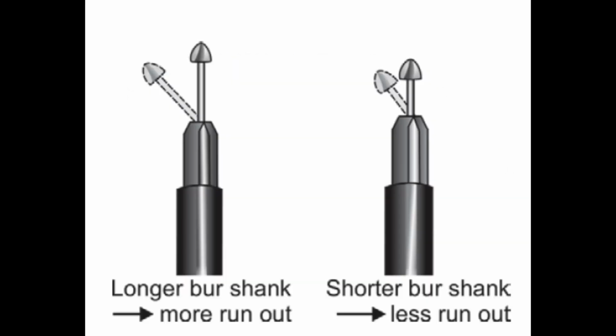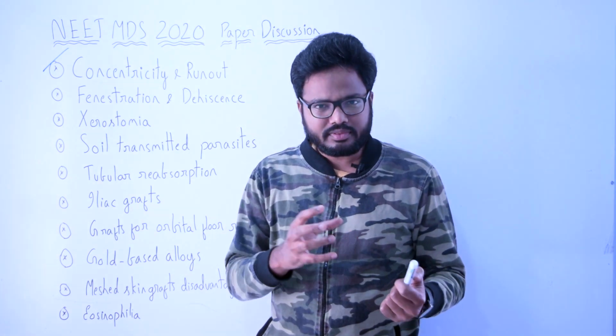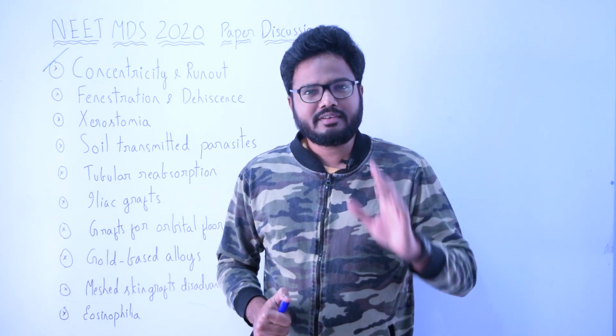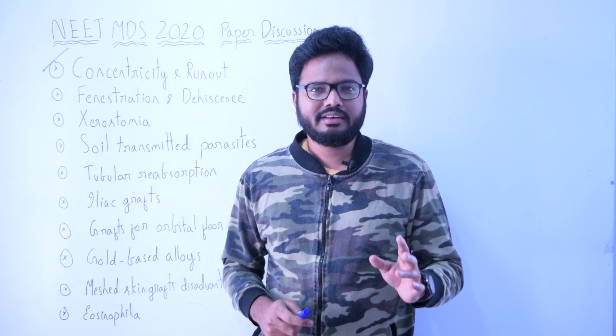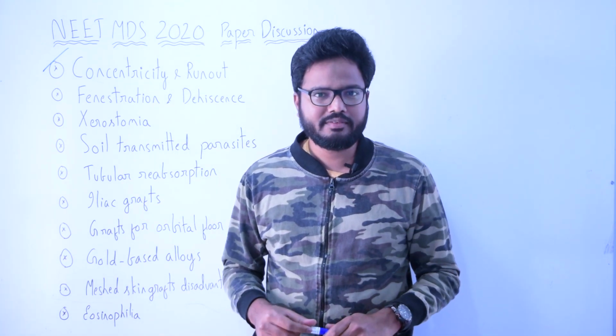Runout is a dynamic test measuring the accuracy with which all blade edges pass through a single point when the instrument is rotated. It measures not only the concentricity of the head but also the accuracy with which the center of rotation passes through the center of the head, right? So just keep these terminologies in mind and try to have a deep understanding of these topics. Several questions were asked from concentricity and runout in n number of entrances, right? So consider this topic very important.